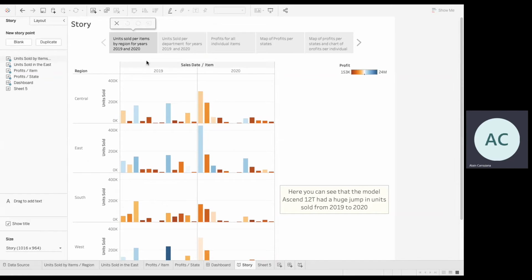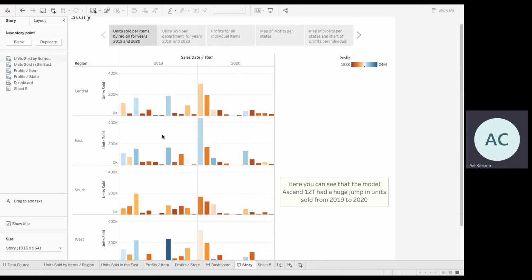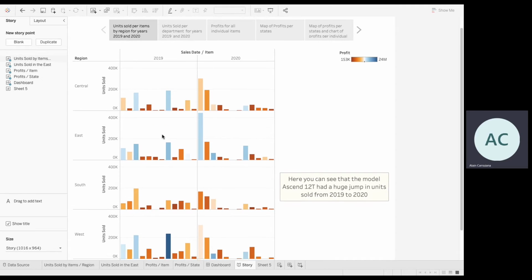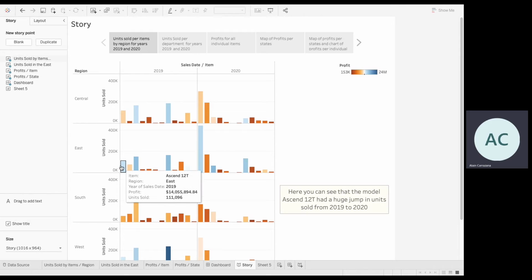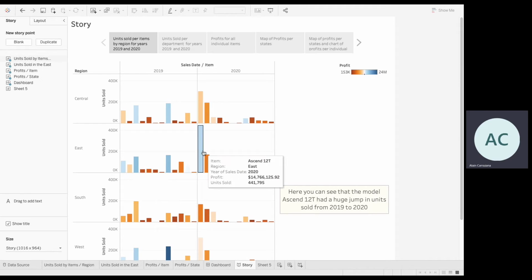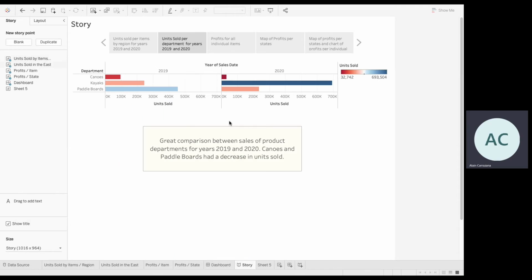So here we have my story. I decided to go with the units sold per item by regions for years 2019 and 2020. Here we can take a look at the regions, the individual items, and if we look here in the East, the Model SN12T in 2019, it had about 111,000 units sold. And if we go to 2020, we can see a great jump up to 441,000 units sold for year 2020.